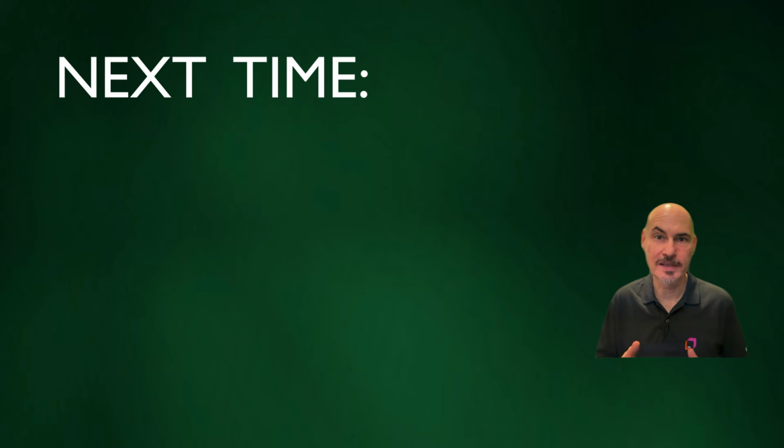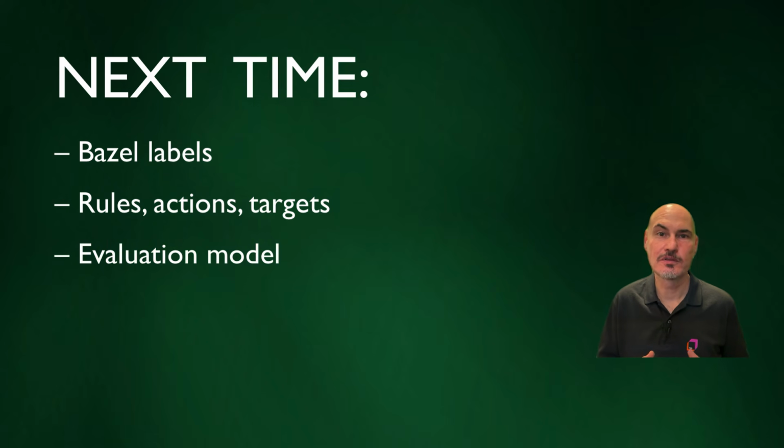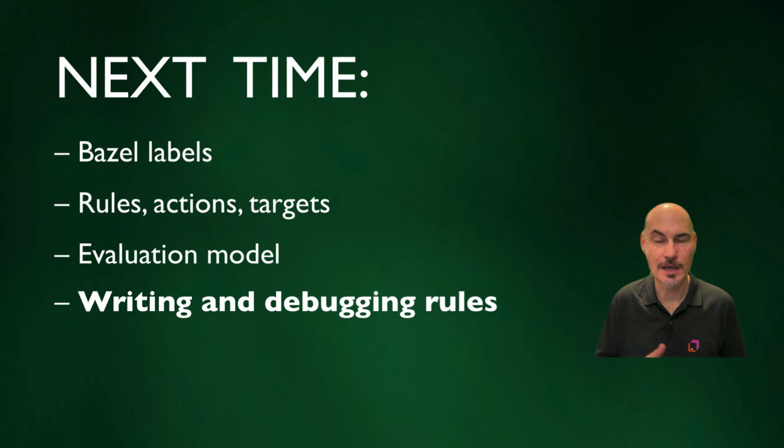This is all for the first part of this Bazel series. Next time, we'll talk about Bazel labels, how to construct them and where to use. We'll cover in great detail Bazel rules, actions, and targets. We'll also discuss the Bazel evaluation model. It's impossible to use Bazel without understanding of what happens when. But the most interesting thing we'll talk about next time is how to write your own rules and how to debug them with the IntelliJ Bazel plugin.